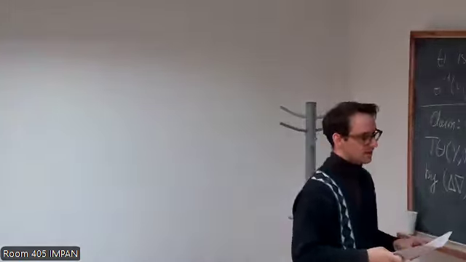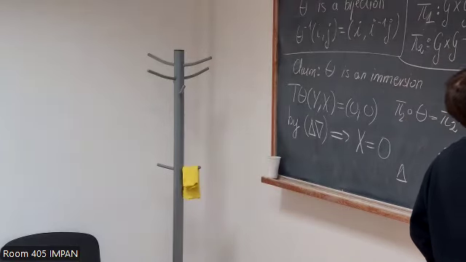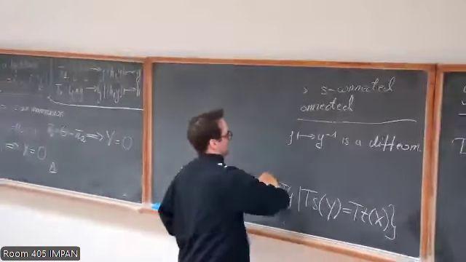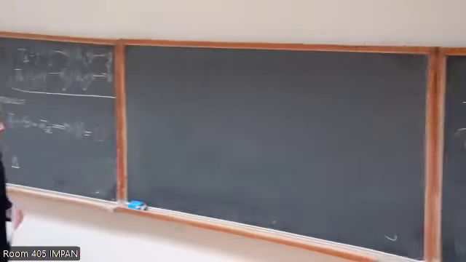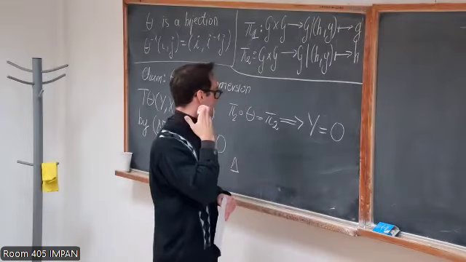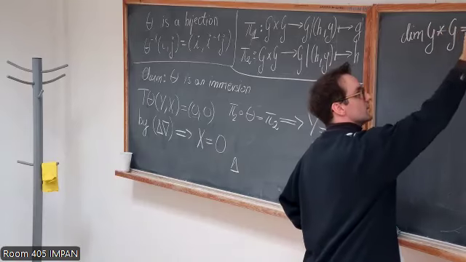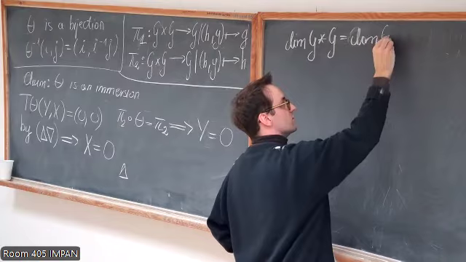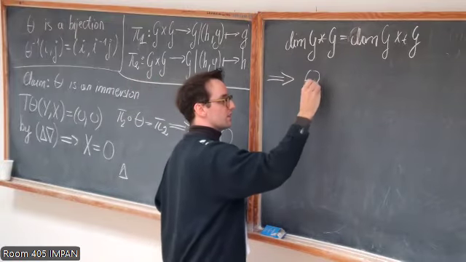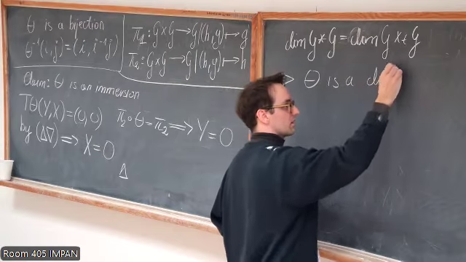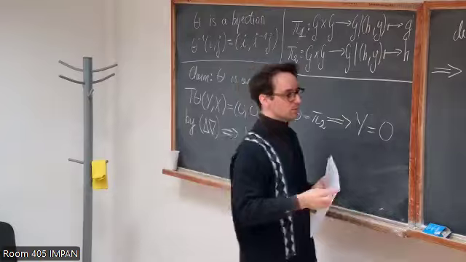So now, since theta is a bijection and an immersion, and the dimension of the composable arrows is equal to the dimension of G times G over the target, it follows that theta is a diffeomorphism.